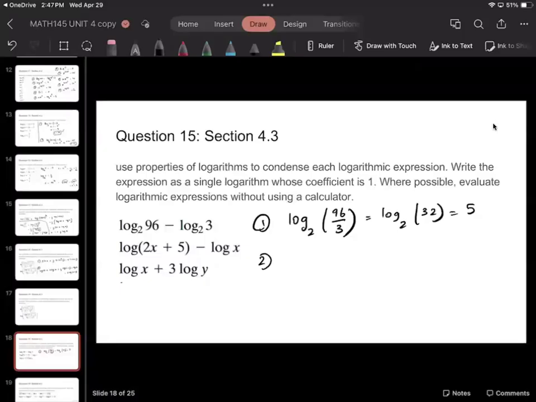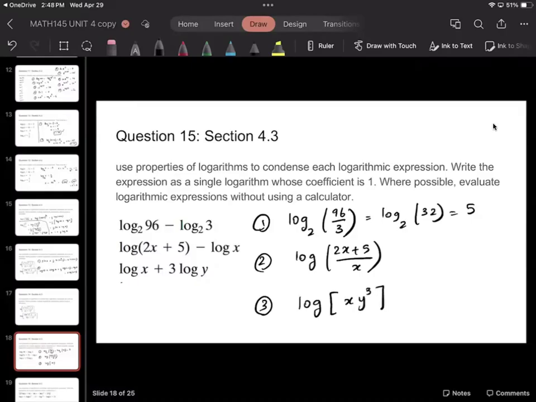Then the second one can be written as log of 2x plus 5 all over x. Just leave it like that. Okay. And then the third one can be written as log of x y cubed. So the sum will become a product. Okay. The 3 will become the power of y.